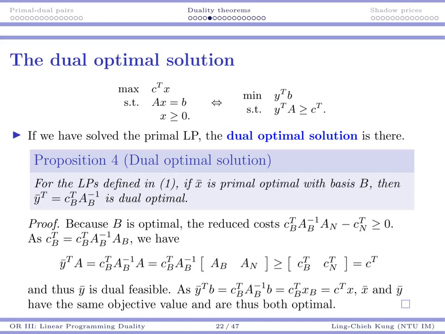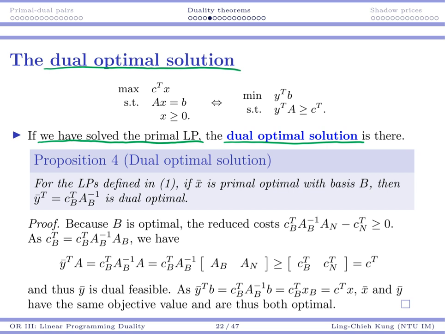So following the previous idea, now we actually have more. Now we are able to characterize our dual optimal solution. So what does that mean? That means as long as we have solved a primal problem, then we are able to obtain a dual optimal solution directly. Okay, so this is a very, very interesting result.